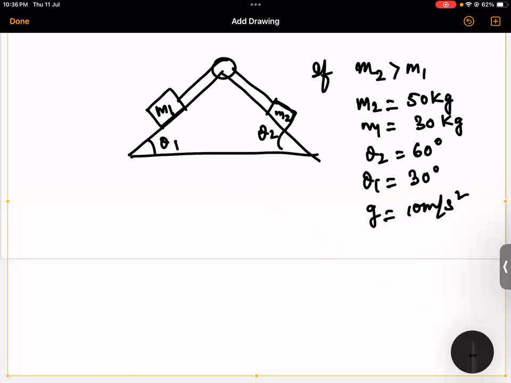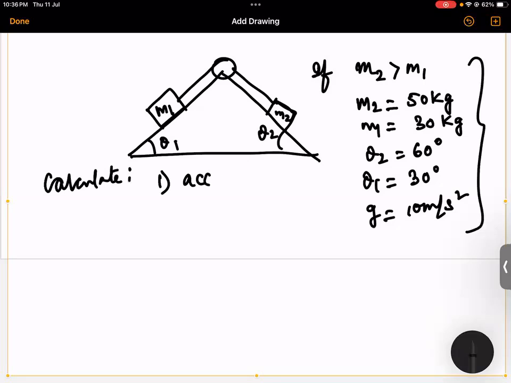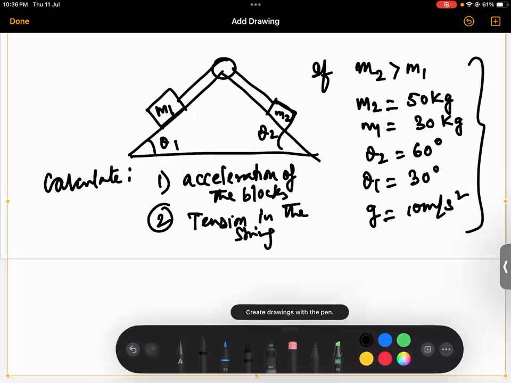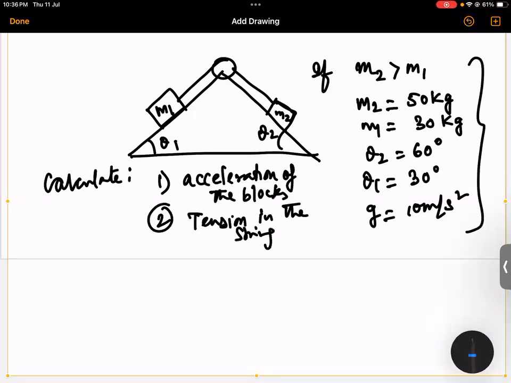So what is the question? All these data are given to you. Now what you have to do? Calculate number 1, acceleration of the blocks. Number 2, tension in the string. Now in this case, this is your tension and this is your tension. So this is the problem.